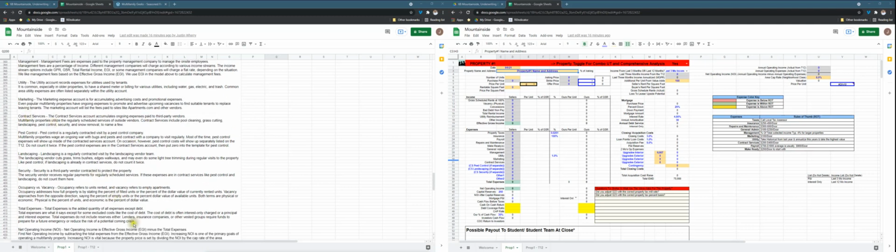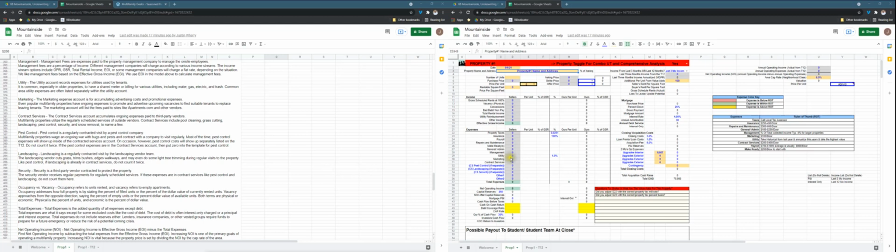Let's see, contract services. Contract services. Now this is also another one that can kind of trip people up sometimes. It shouldn't, but sometimes it can kind of trip you up. Okay. Contract services are third-party vendors, so landscaping, security, pest control, those types of things. Now, if they are listed under contract services, you put them under contract services. However, if pest control, landscaping, or security are listed separately as a separate line item in the T12, you're going to want to list that separately.